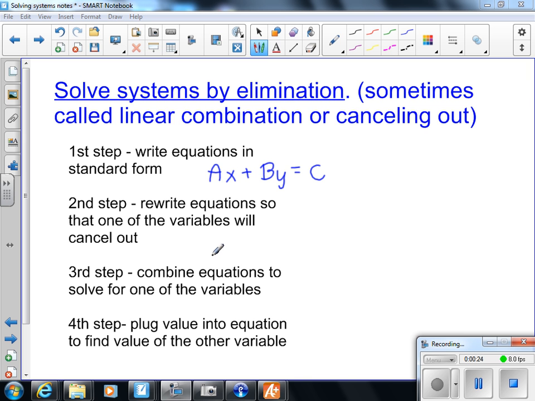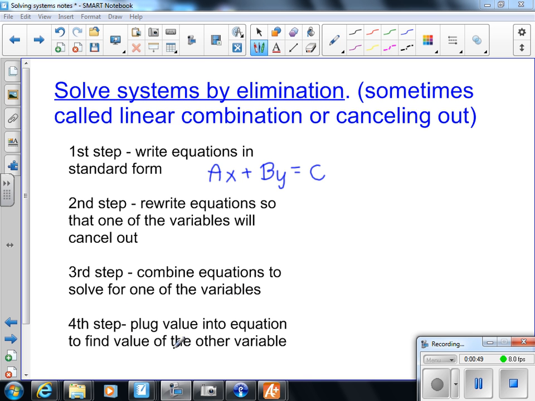The second step is I may need to rewrite equations so that one of the variables will cancel out. This is kind of an optional step. You might not have to do this. The third step is I'm going to combine equations to solve for one of the variables. In other words, one of them is going to be eliminated. That's why it's called elimination. And you're going to be left with just one variable, and you're going to get a value for it.